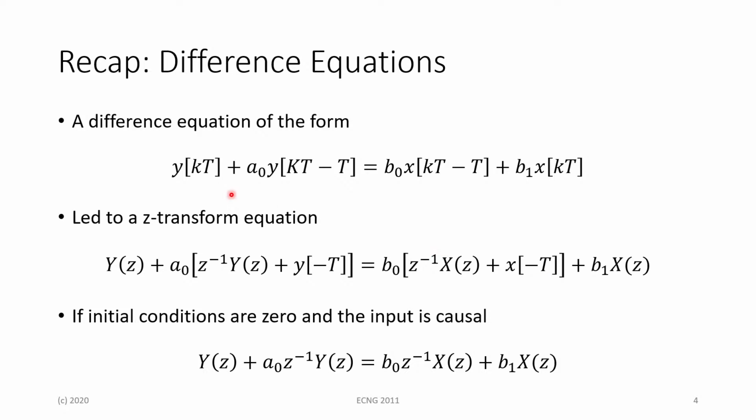Now, if we have our difference equation here of this form that we just observed in the last lecture, and we Z-transformed it, where the initial conditions were 0 and the input being causal, we basically obtain an equation from doing all these mappings and substitutions in the form of Y(z) plus a0 z^-1 Y(z) being equivalent to b0 z^-1 X(z) plus b1 X(z).